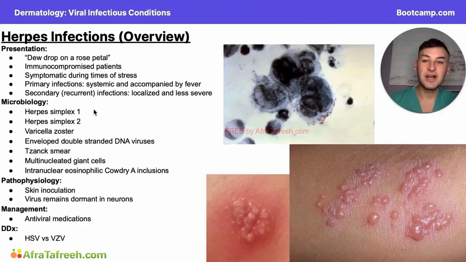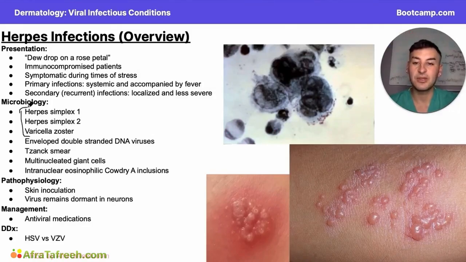So first on the docket is going to be our herpes infections. Now there are 3 main causes of herpes infections. It's going to be our herpes simplex 1, herpes simplex 2, and varicella zoster. Those are the 3 viruses that cause herpes infections.